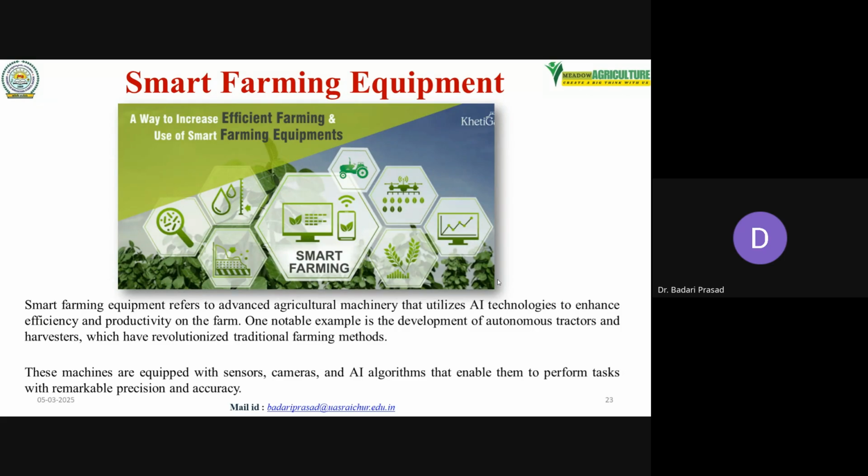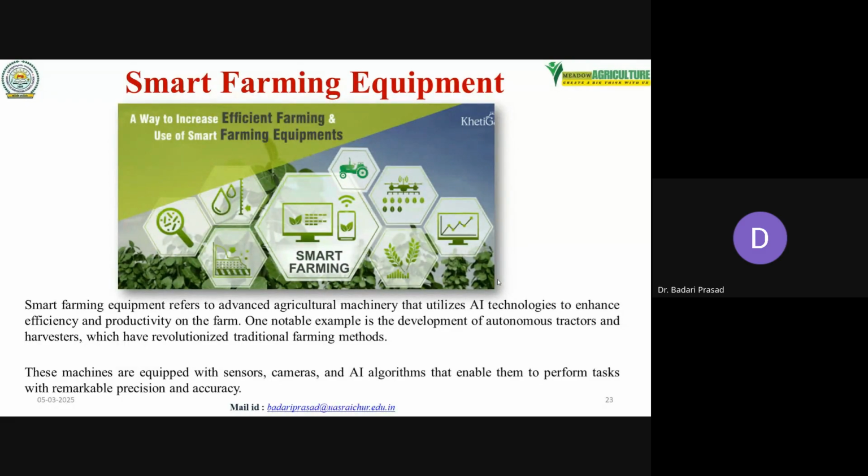So here the equipment refers to advanced agricultural machineries that utilize AI technologies to enhance efficiency and productivity on the farm. One notable example is the development of autonomous tractors and harvesters, which have revolutionized traditional farming methods. Apart from the decision systems, those are all abstract concepts. Coming to the material things, there are so many equipments and implements being developed using these advanced smart farming technologies, like harvesters and tractors, which save the farmer's time and the investment on labor.